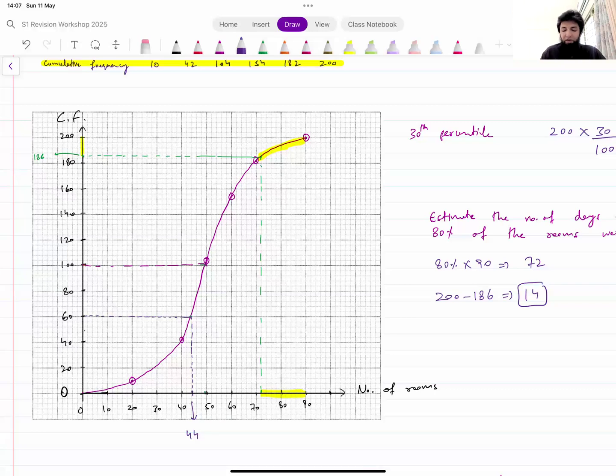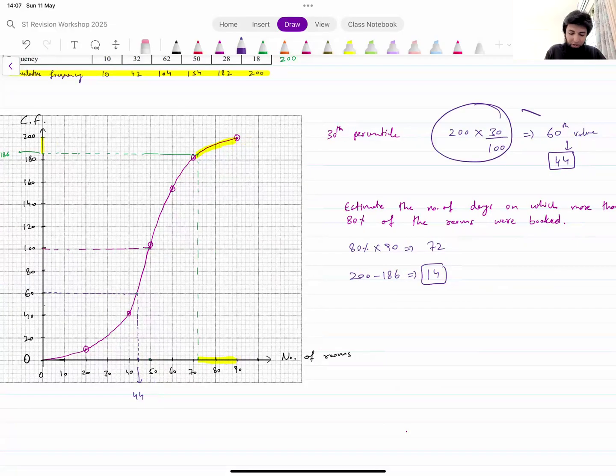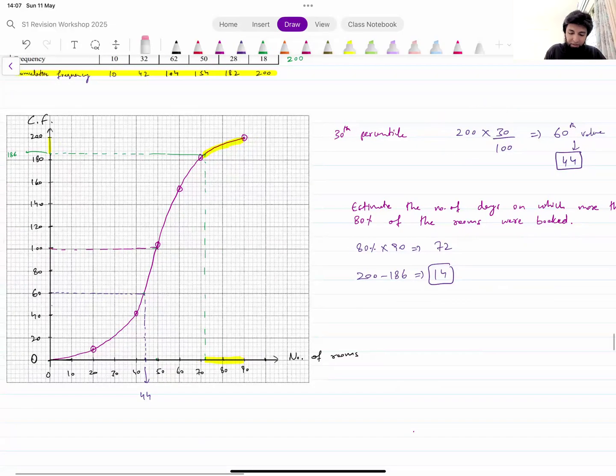Sometimes they can ask you to find percentiles like this. For example, 30th percentile. How do you do that? 200 times 30 over 100 gives us 60. So corresponding to 60 on the vertical axis, you can see whatever value you have on the horizontal axis, and that will give you that value.